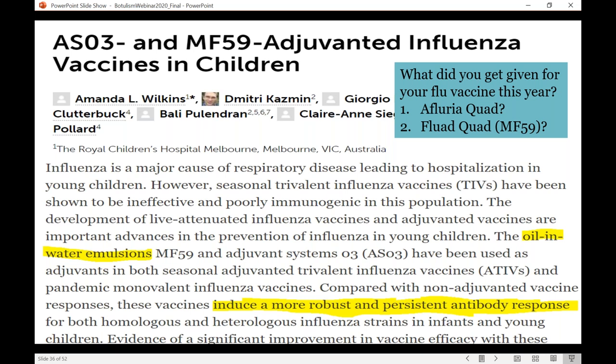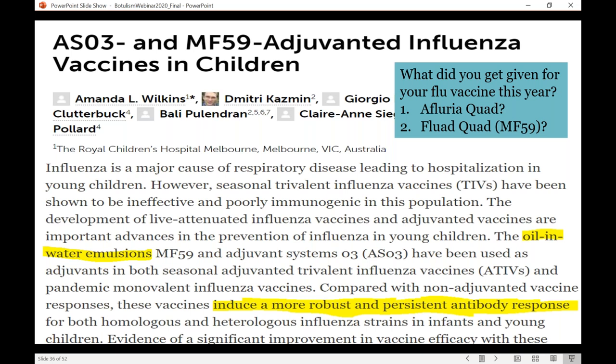Now, these Australian scientists had a look at the challenge of vaccinating children against seasonal influenza, and their findings were summarised that it was difficult to get adequate immunity using typical water-based vaccine, whereas they were able to get much more solid and prolonged immunity if they used an oil-in-water emulsion.